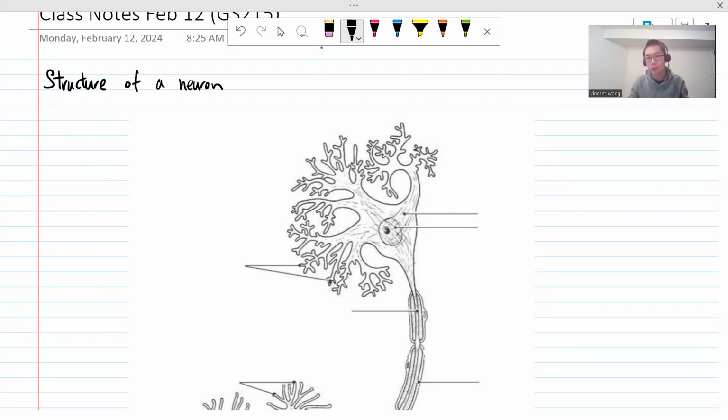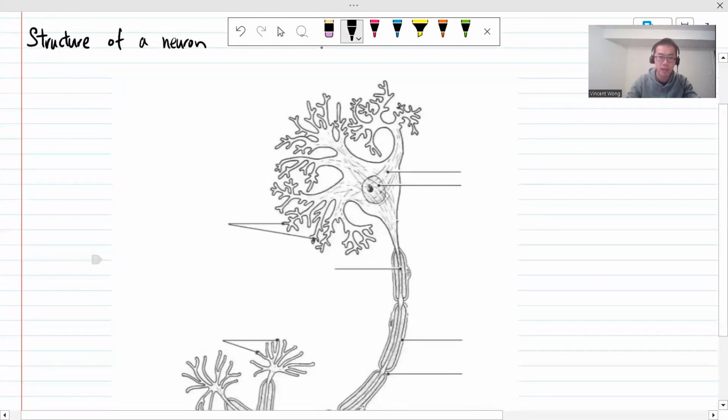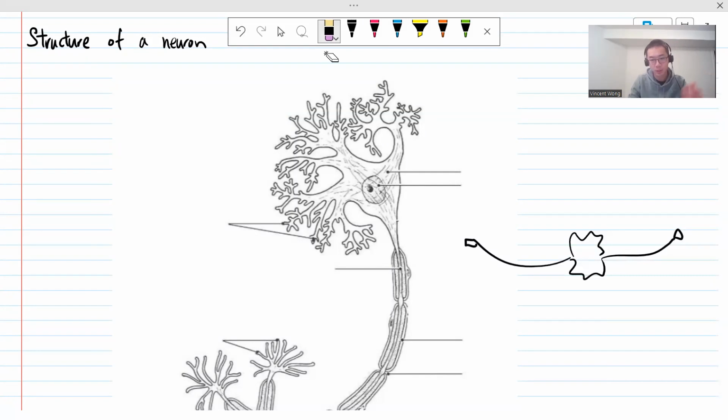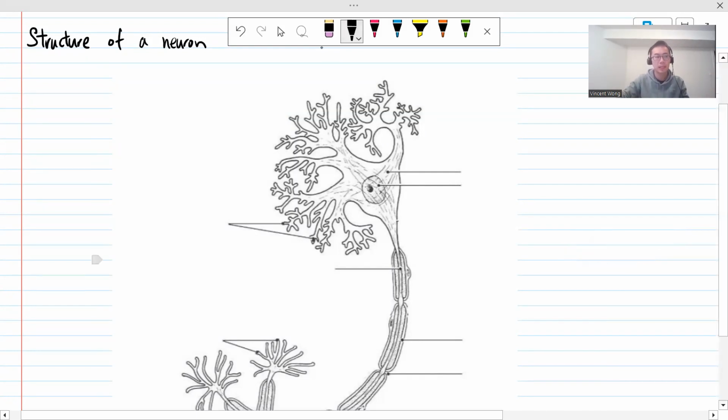Do all neurons look like this? Nope. This is just a typical one. In this picture you see a long tail here, but sometimes neurons have two tails like this. We're not going to go into too much detail of the different kinds. We're just going to focus on a typical neuron.